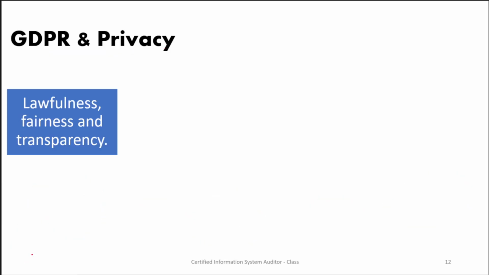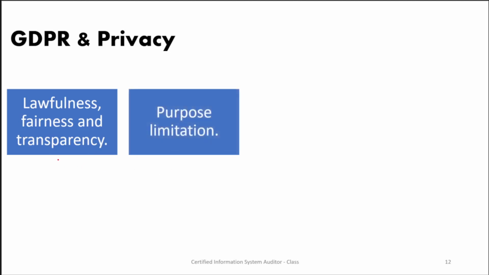GDPR has 7 key requirements. It requires or promotes transparency about the purpose of acquiring this data, and about how the acquirer, the processor, or the collector of this data will handle it. What will be the purpose of this data, and ensuring that the data will be used only for the specified and agreed upon purpose.